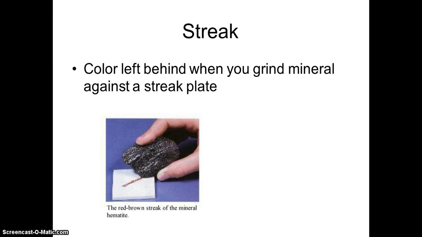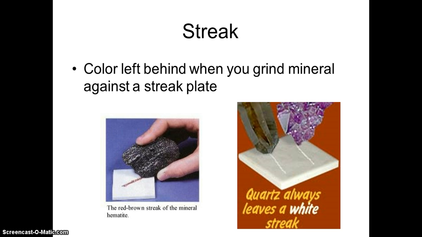So this is an example. A red-brown streak, and quartz always leaves a white streak. So no matter what color it is, it will always leave a white streak. So that's why streak is better than color. Okay, because remember, color, there's a whole bunch of things that can affect color, but streak will stay the same for a certain mineral.